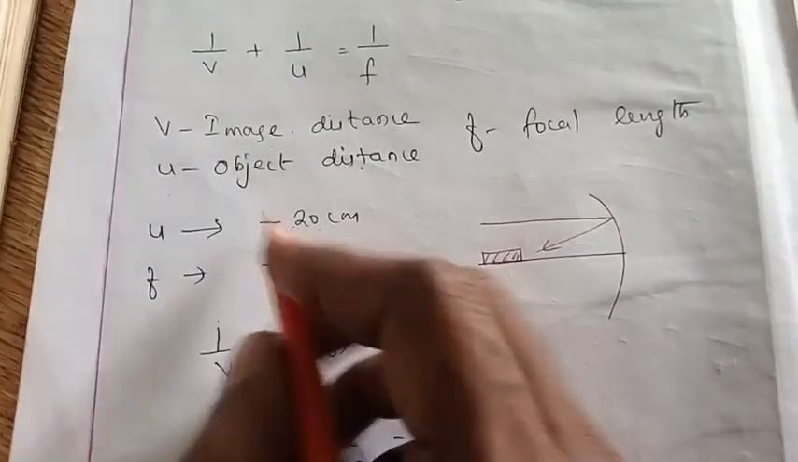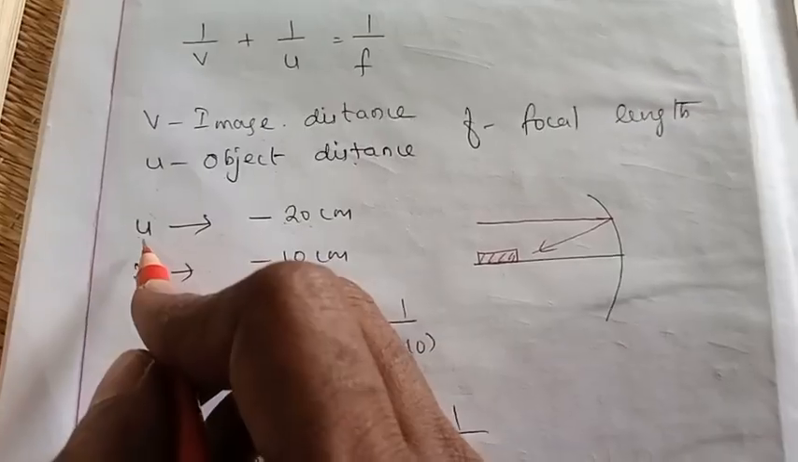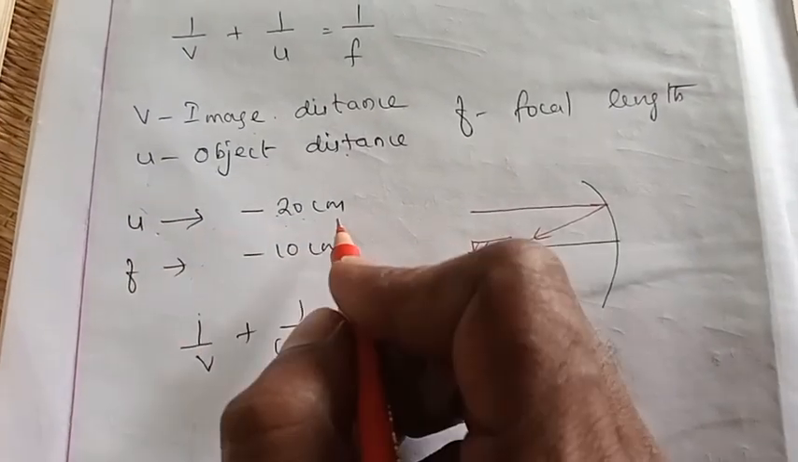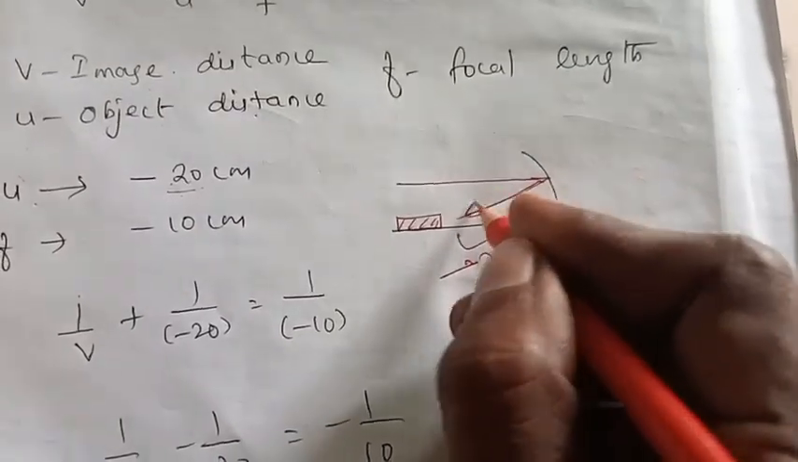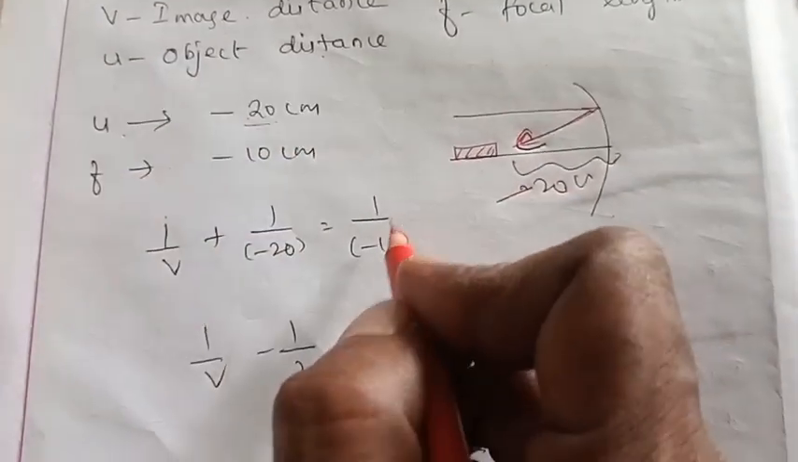So the image distance is minus 20 centimeter, because one end of the rod and the pole distance is minus 20 centimeter. They have given it like this, minus 20 centimeter. So next, the focal length they have given is minus 10 centimeter.